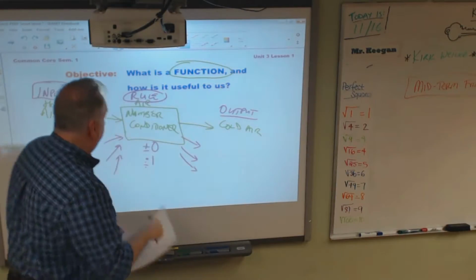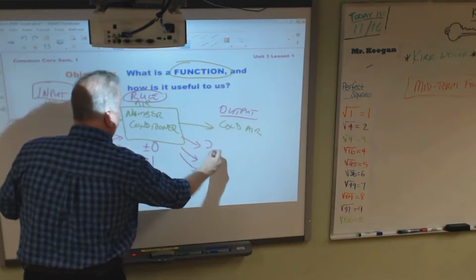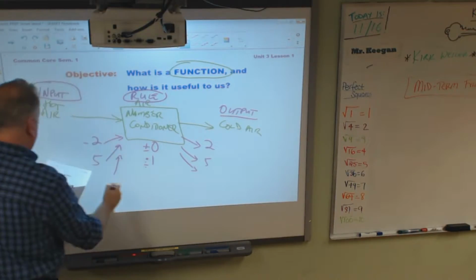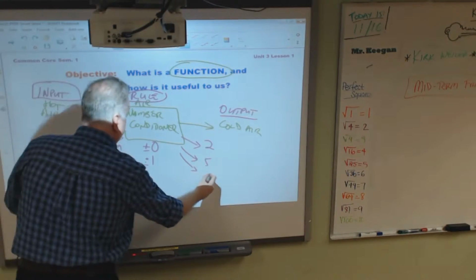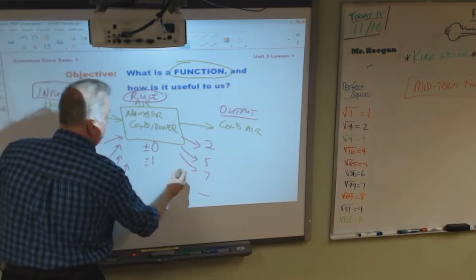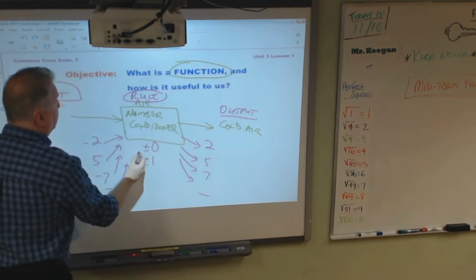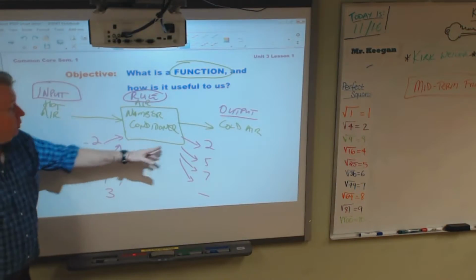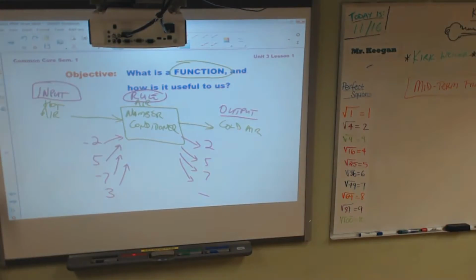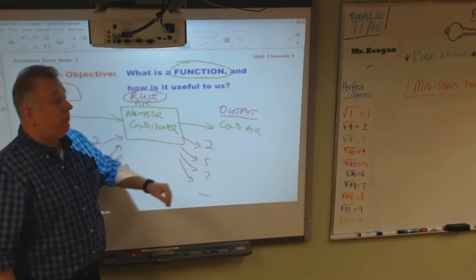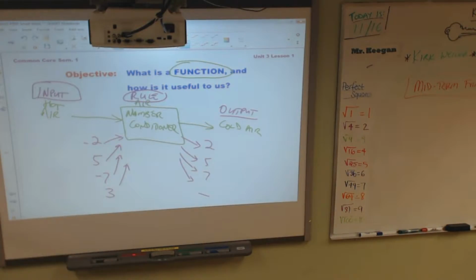So you put a -2 in, and you get a +2 out. You put a 5 in, you get a 5 out. You put a -7 in, you get a +7 out. You put a 3 in, you get a blank out. That's confusing. Well, think about it. What's it doing each time? A -2 comes in, a +2 comes out. You put a +5 in, and a +5 comes out. So what's the rule you can think of that's going on here inside our function?